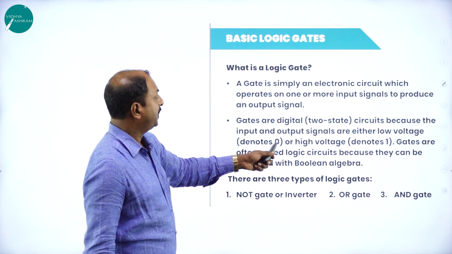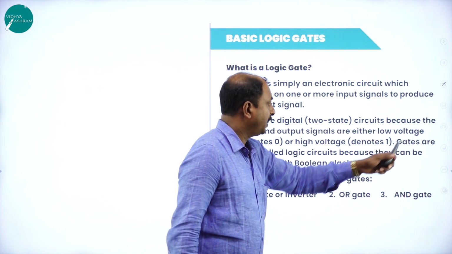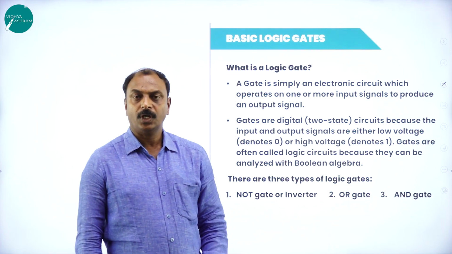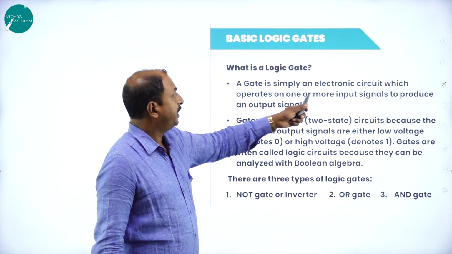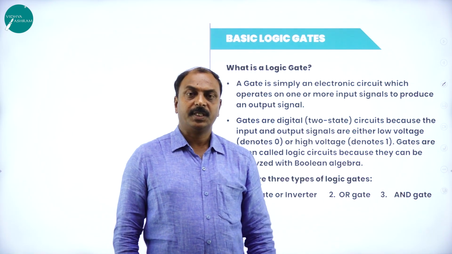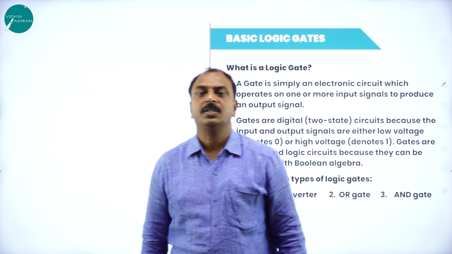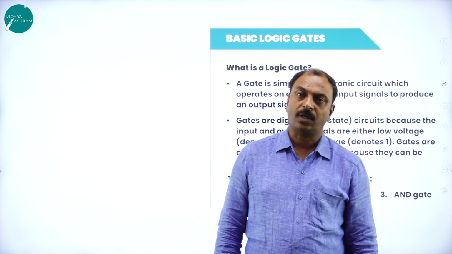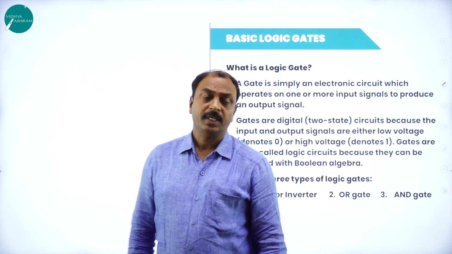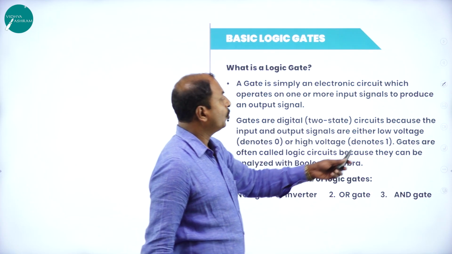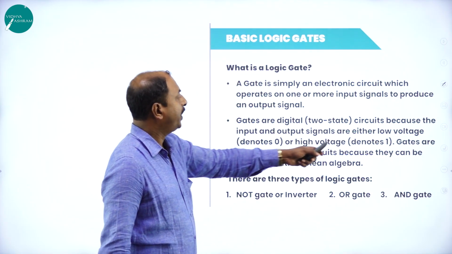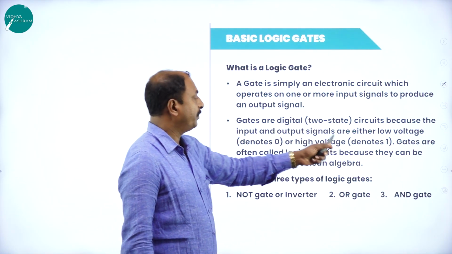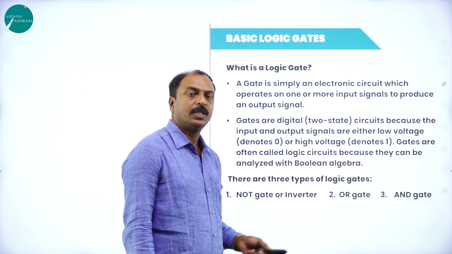So 0 stands for low voltage and 1 stands for high voltage. And now what is the meaning of this? These electronic signals have two states: one is 0 and another one is 1. 0 and 1 are called binary numbers. Here we refer to 0 as a low voltage state, and 1 as a high voltage state. So this is what we normally use in Boolean algebra.